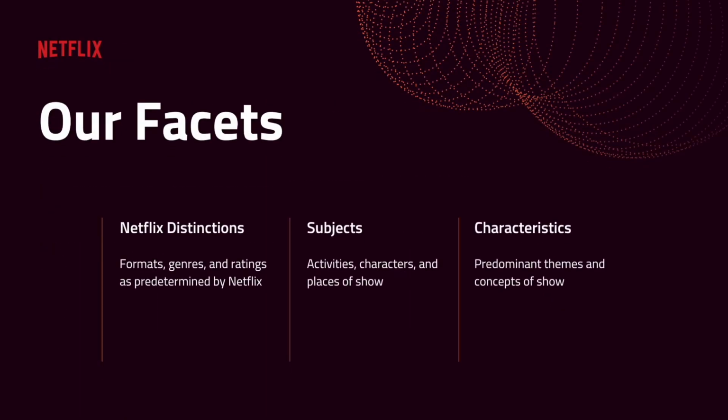Our 3 facets were narrowed down to Netflix distinctions, subjects, and characteristics. Netflix distinctions included terms such as formats, genres, ratings as predetermined by Netflix. Subjects included terms pertaining to activities, characters, and places of the show or series, and characteristics were predominant themes and concepts.